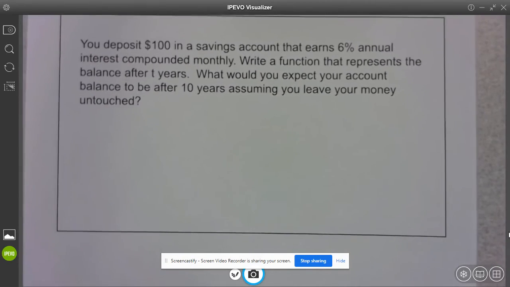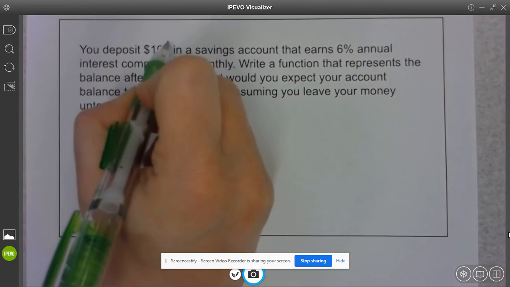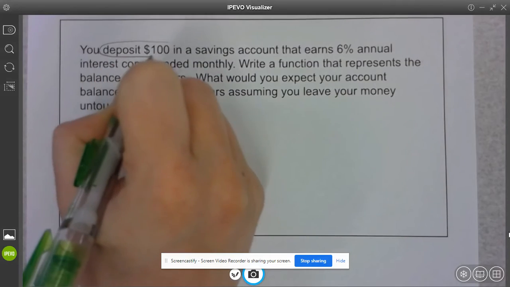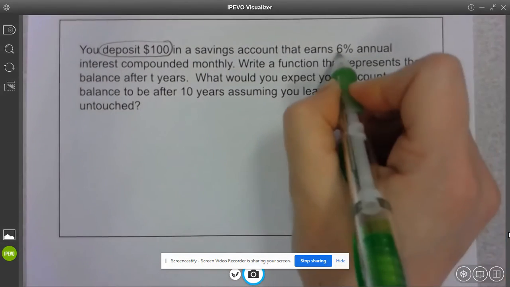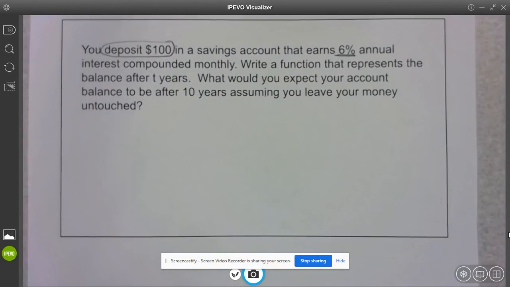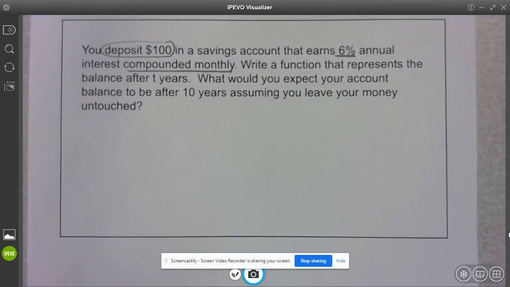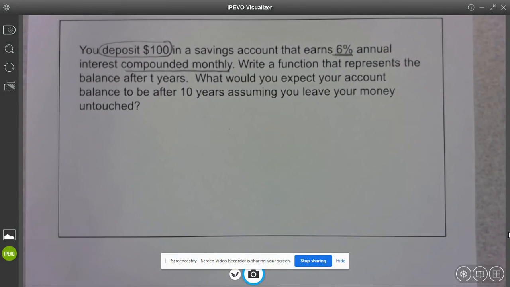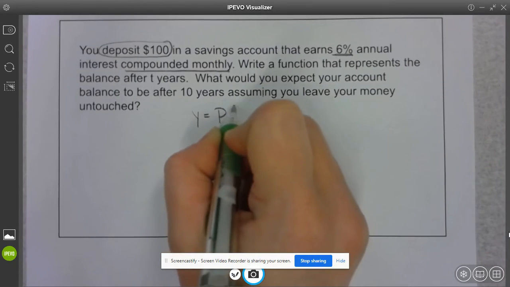So we're depositing $100 into a savings account. So this is going to be my initial deposit. It's earning 6%. That's my rate. And it's compounded monthly. So we have to do two things. We have to write the function and then see how much money we would have after 10 years. So just to write this back over here.